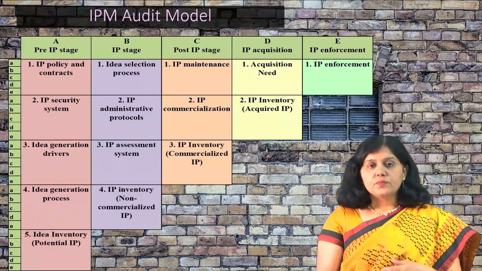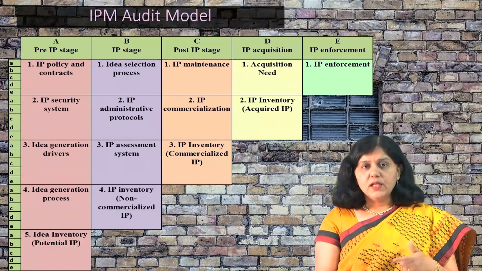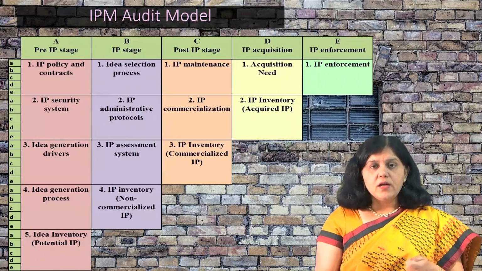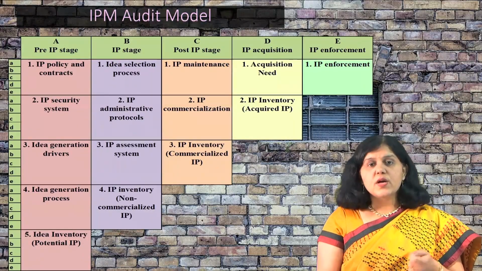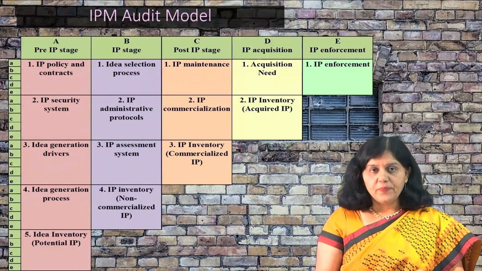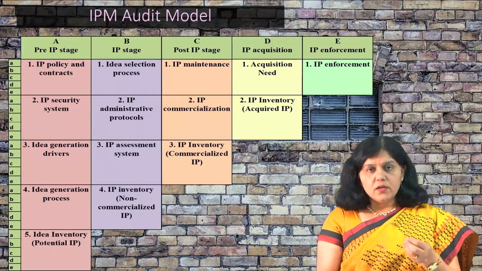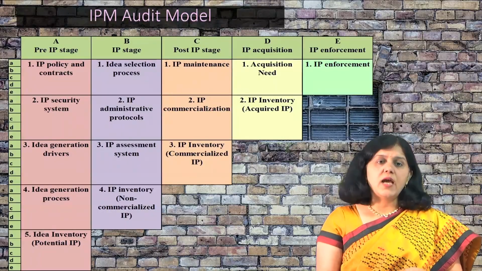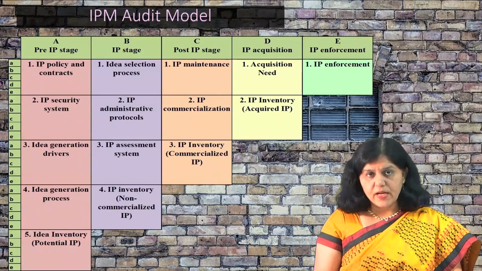Okay. So, here when we see this first stage, it is a value creation stage, and what is the output of this stage? You are getting an idea inventory, right. So, here you are going to dig out the potential IP of the organization, right.